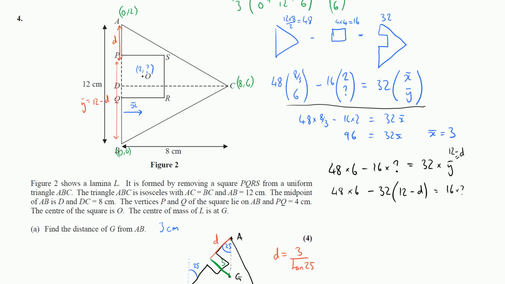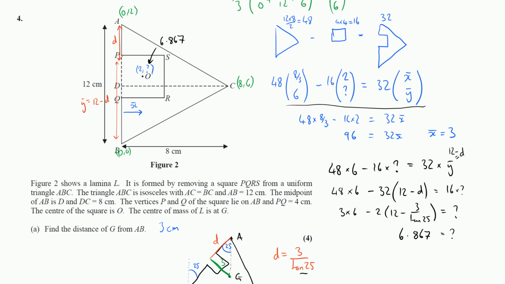Dividing through by 16, that's 3 lots of 6 less 2 lots of 12 minus d. Now d we have down here, which is 3 on tan 25. And that's going to be equal to whatever this y coordinate is here. Now, in doing that, I found out that my answer is 6.867. So I now know that the y coordinate in my diagram here is going to be 6.867.